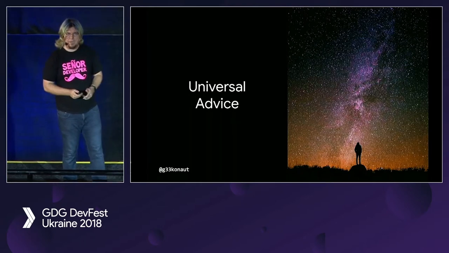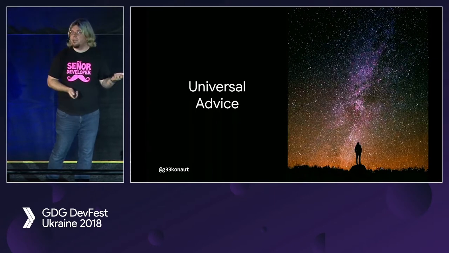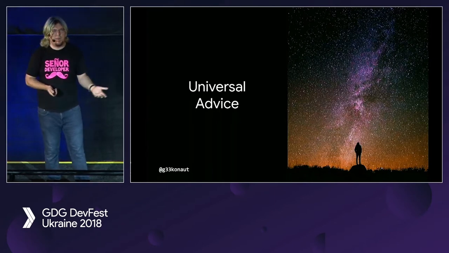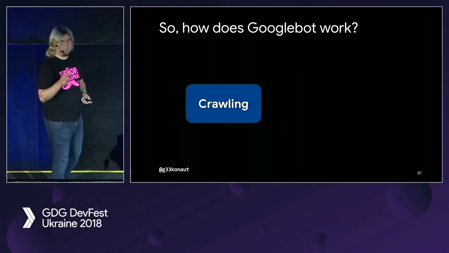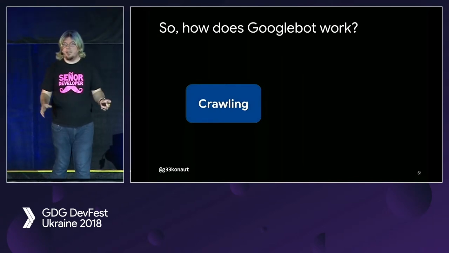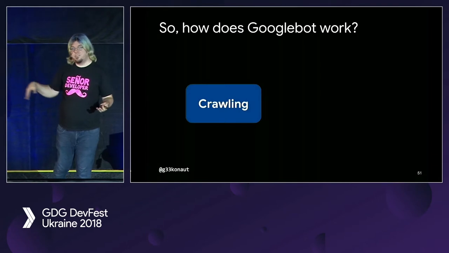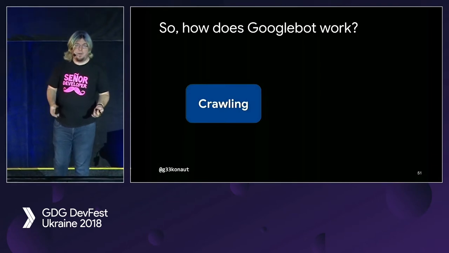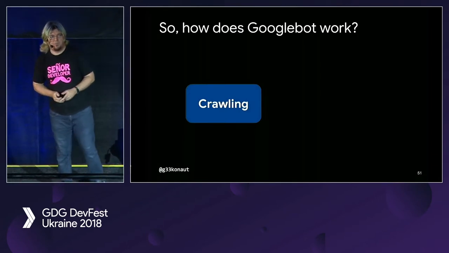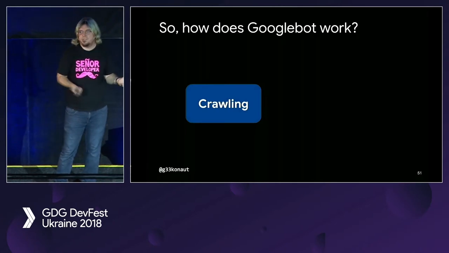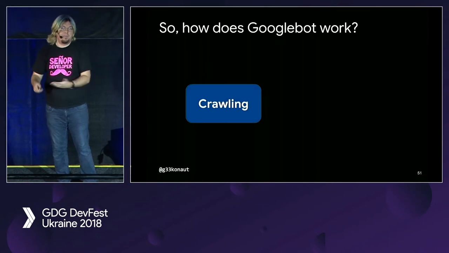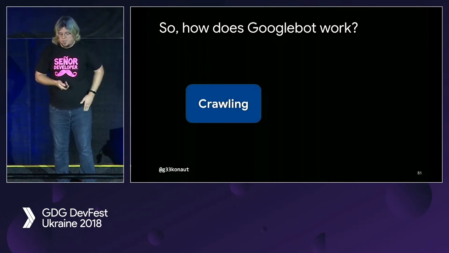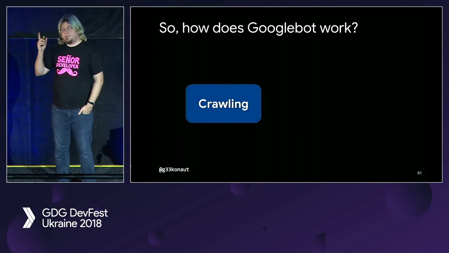So we're going to have a look at universal advice, not necessarily only for Angular, for any of your websites, really. Let's start with figuring out how Googlebot actually works. Googlebot is the thing that we run that goes through all the internet pages, and we try to figure out what they are about and put them into Google Search so that people can find them, which is important because we want our stuff to be used by someone, so they have to be able to find it as well. So first step is crawling.